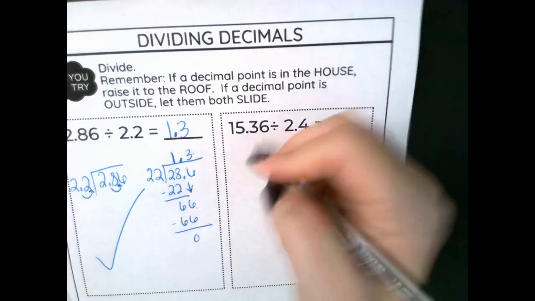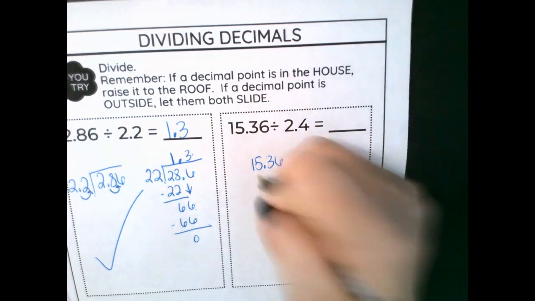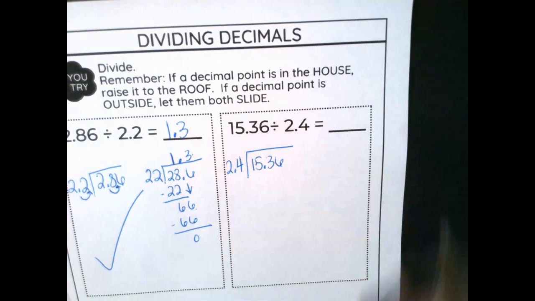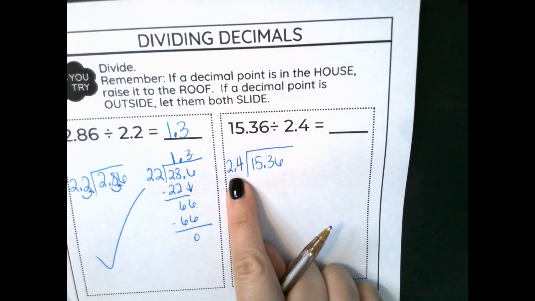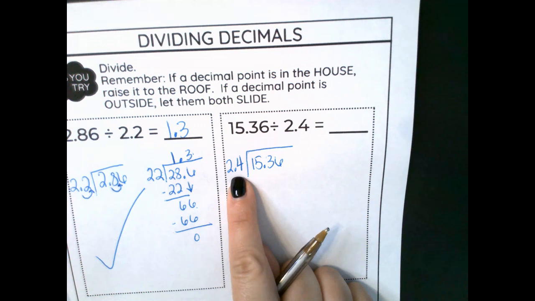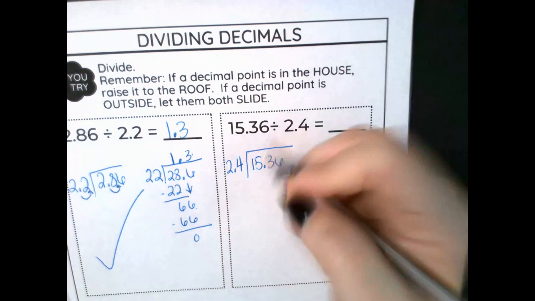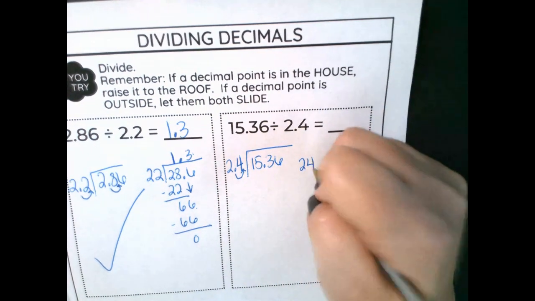So 15 and 36 hundredths is our dividend. It's how much we start with. And divided by 2 and 4 tenths, so 2 and 4 tenths is our divisor. Again, we have a decimal point outside, so we need to let them both slide. That divisor has to be a whole number. So 2 and 4 tenths becomes 24.